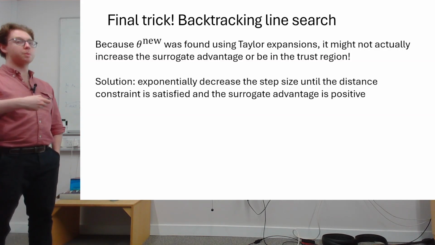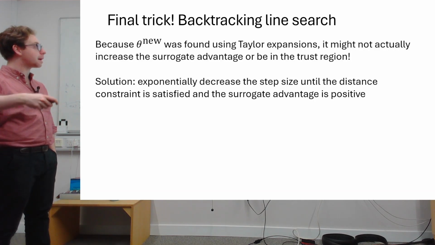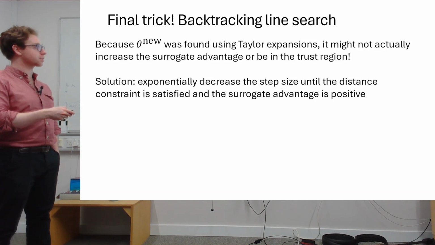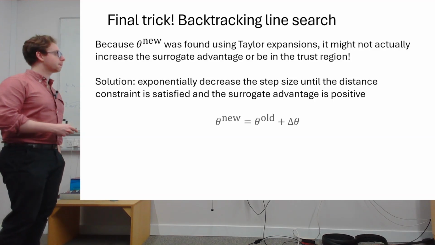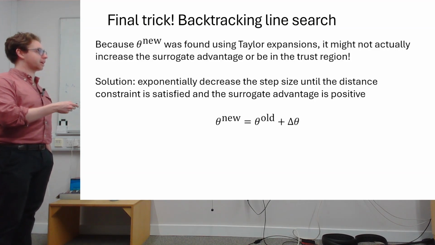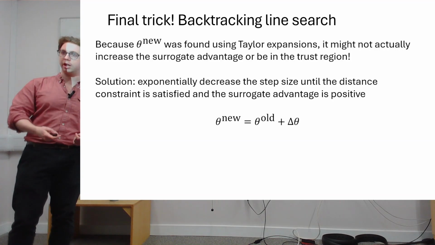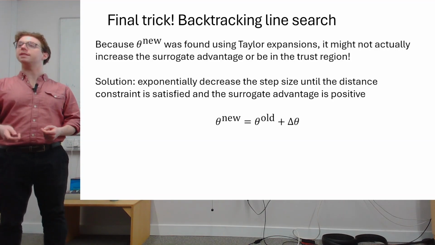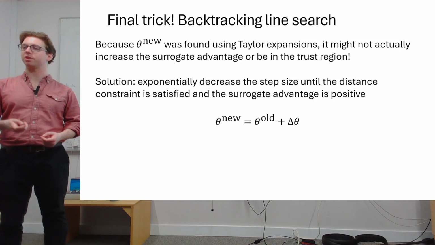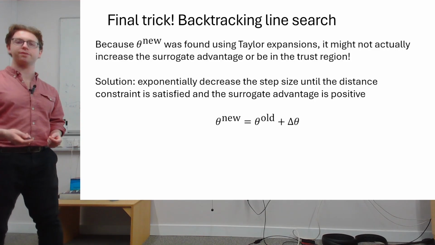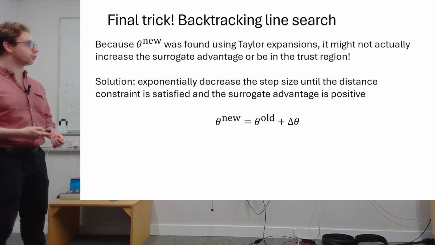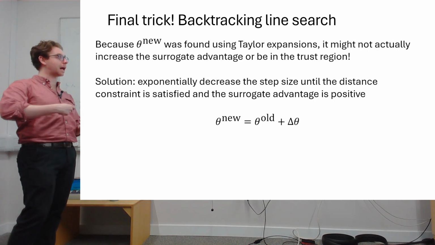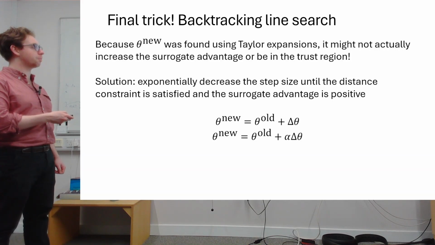So what we're going to do is exponentially decrease the step size until the distance constraint, the average KL divergence constraint, is satisfied and the surrogate advantage is positive. We start with this update direction, plug it into our average KL divergence and our surrogate advantage and ask, is the surrogate advantage positive, and is the average KL divergence less than or equal to delta? If it is true, we accept this update. If it's not true, we decrease the update step size by a factor of alpha. So we pre-multiply this delta theta by alpha.